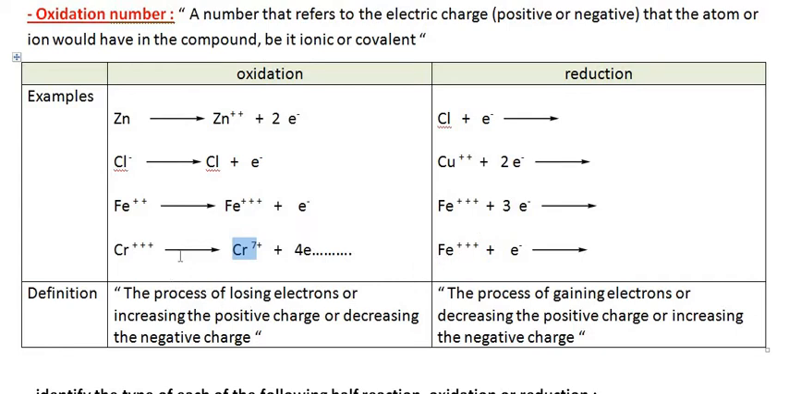So we can differentiate between two processes called oxidation and reduction. The process of losing electrons, increasing the positive charge, or decreasing the negative charge, all this is called oxidation. Losing of electrons, increase of the positive charge, like here, plus 2 to plus 3, or decrease of the negative charge.